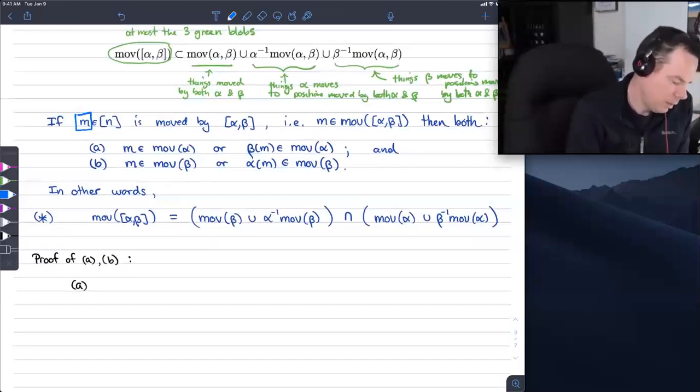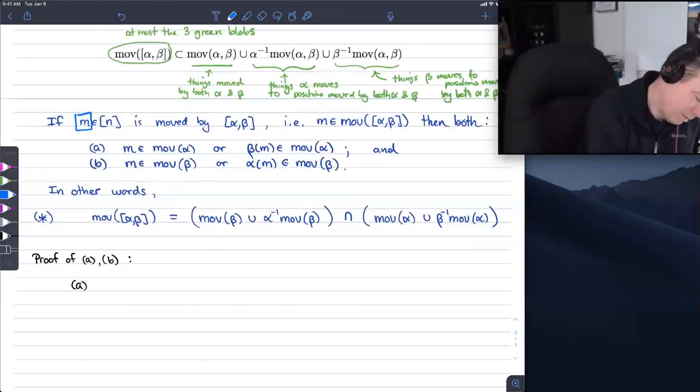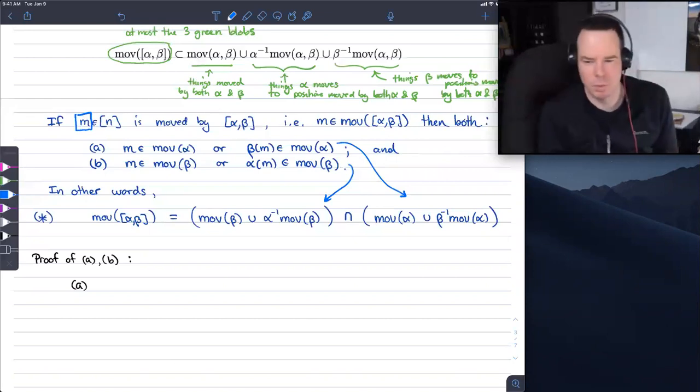And so if these are the conditions that we have to have on M in order to be in the move set of the commutator, then that means that the move set of the commutator is precisely the intersection of these two sets. I sort of wrote these in the opposite order, but this one here is that condition, and the first one's over here. So the first condition is you're either in the move set of alpha or beta inverse of the move set of alpha. And also, you're either in the move set of beta or you've been taken to the move set of beta by alpha. So you're in alpha inverse move set of beta.